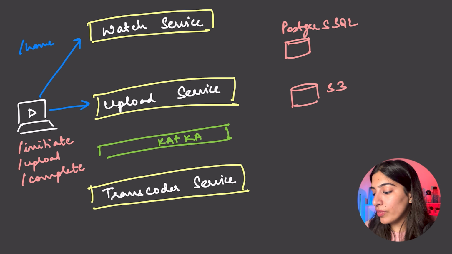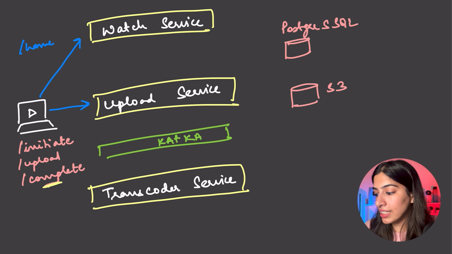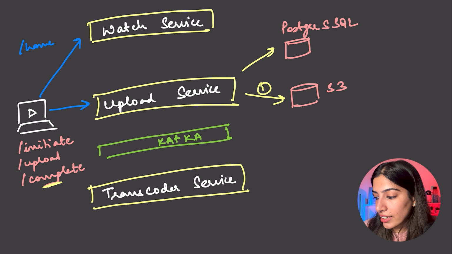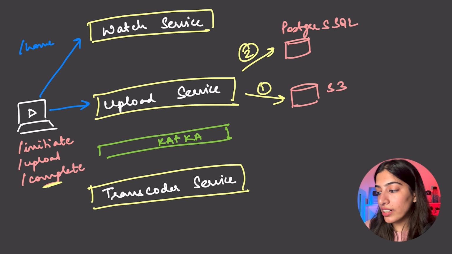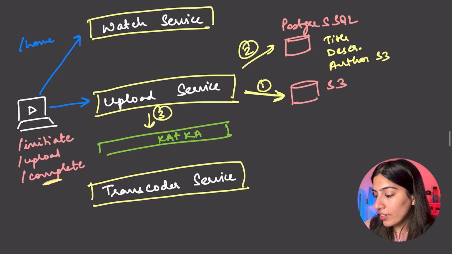So what happened was when we finished the complete, the upload service did 3 things. One was that it added the original file to S3. Second, it added the metadata to PostgreSQL, basically title, description, and author. And the URL, the S3 URL, because it had already uploaded to S3, it has the S3 URL. And the third thing that it did was that it added to Kafka and the transcoder service consumed from the Kafka.